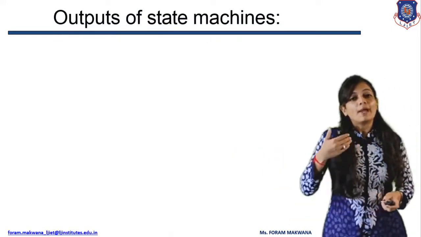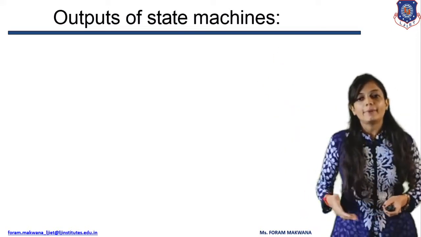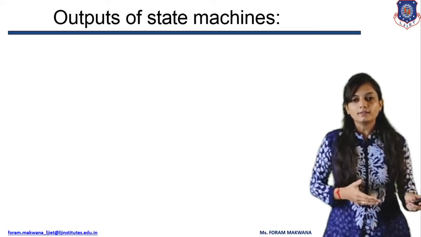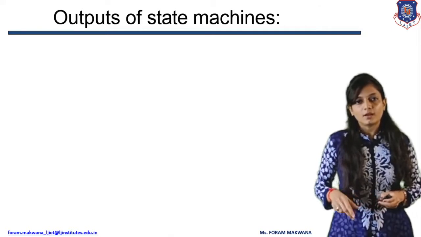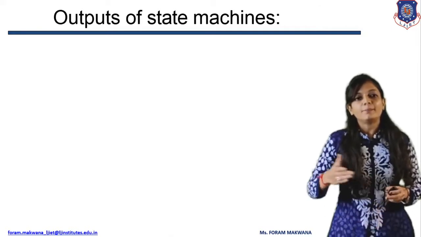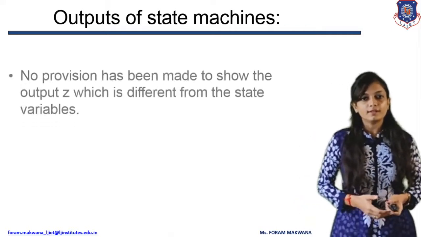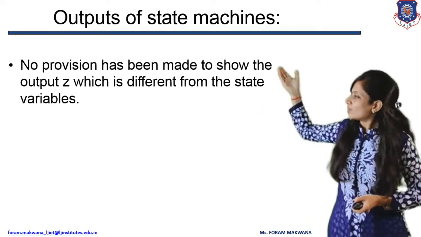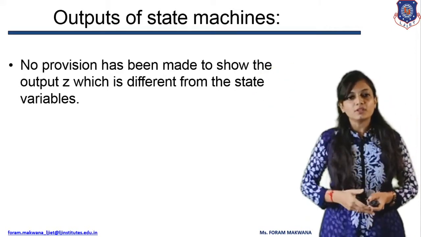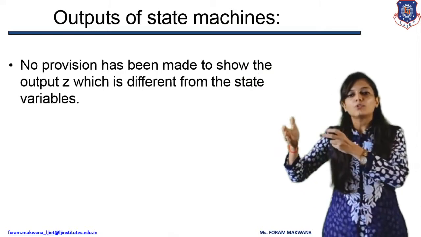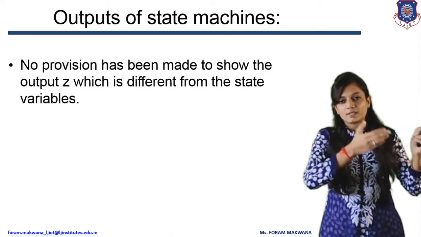Now, the output of the state machine depends either on the present state alone, or we can say it depends on both the present state as well as the inputs, right? There is no provision made to show the output Z which is different from the state variable. That means my output is dependent directly on the present state, or I can say on present state and input both.